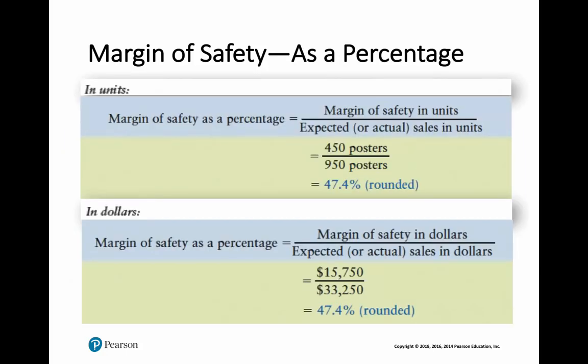We can also express it as a percentage. So we take our margin of safety divided by our actual or expected sales, and we can do that based off of units or sales dollars. Because the relationship of contribution margin ratio, or contribution margin per unit to selling price per unit, holds true, those are both constants. Either way, you should come out to the same exact percentage.